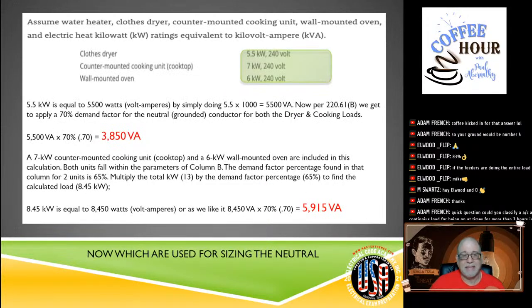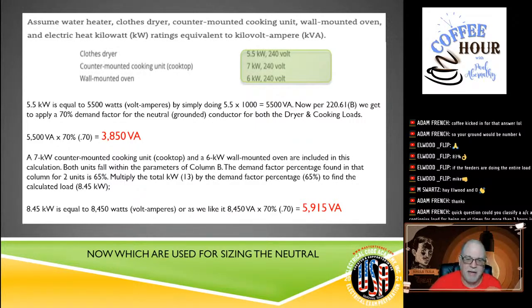Next, we got that clothes dryer. All right, we're going to cover both on this one. So that clothes dryer, remember what we did earlier? We already wrote this down. We took the 5,500. Remember, the allowance in 220.61(B) says we can do another demand value. We can reduce it even more. So we get to take that value and do it at 70%. And of course, y'all know I love breaking down to decimal. So that's 0.70. So 5,500 times 0.70 is 3,850. Write that down. That's your neutral value. You should have written that down earlier when we first started, but write it down again.